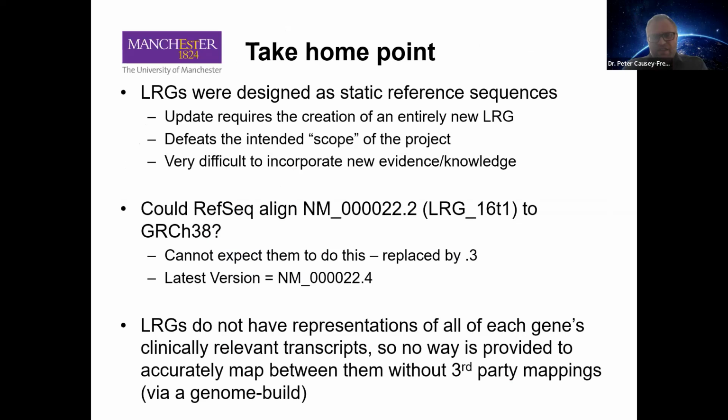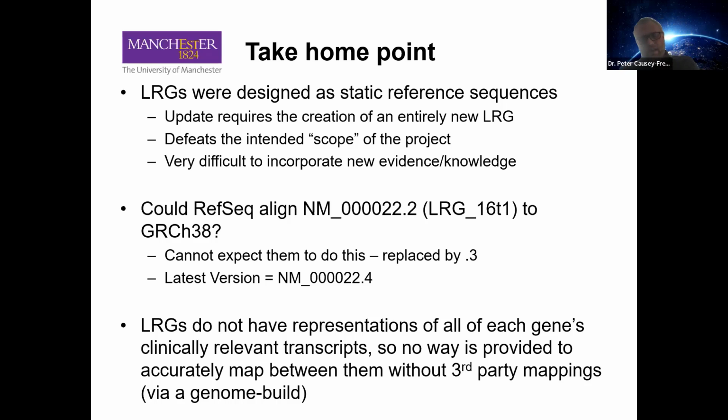And the thing about this is that LRGs were designed to be static reference sequences. We want to keep them simple. We don't want them changing that much. So updating the sequences means that if you want to update the sequence of the transcripts or anything like that, you have to change the sequence of the actual LRG itself. You have to create a brand new record. Now, theoretically, RefSeq could align the 22.2, the LRG transcript, to GRCH 38, but it's kind of a big ask for them because this had got replaced before GRCH 38 was made by the 0.3 version. The latest version is 22.4, so it's unlikely they'll ever release those alignments.